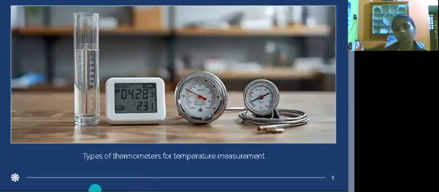There are different types of thermometers available for temperature measurement, and all these thermometers depend on how they detect temperature changes, and that's what differentiates them. Some of the common ones are digital thermometers, liquid and gas thermometers, resistance thermometers, and so on.